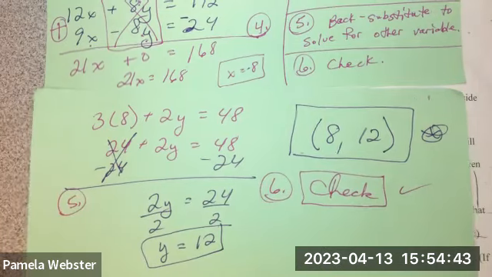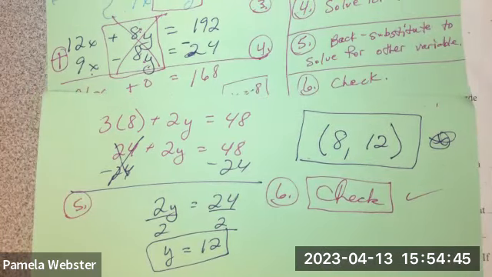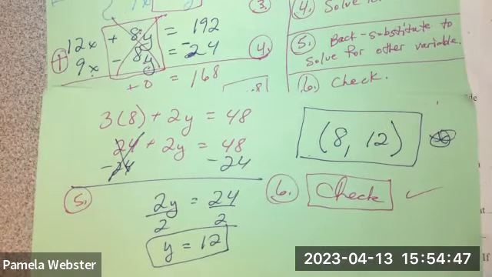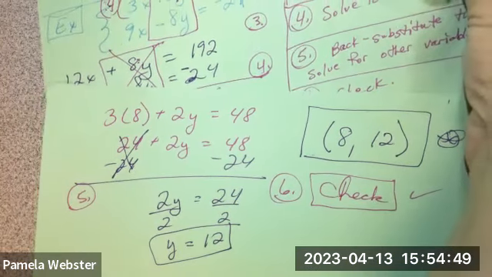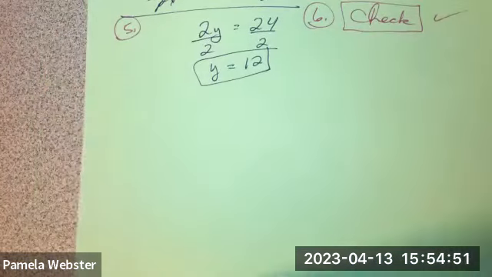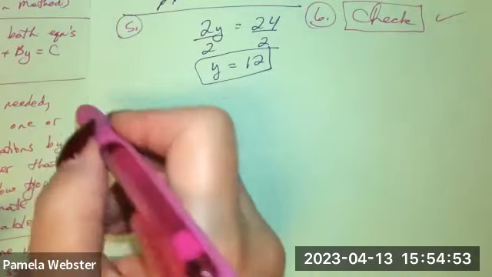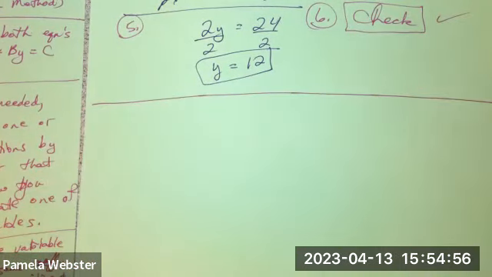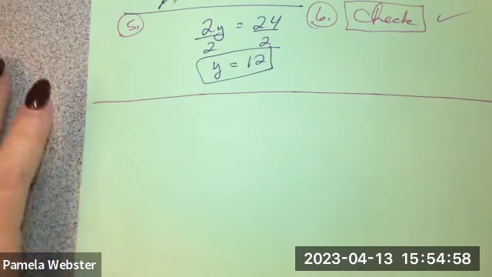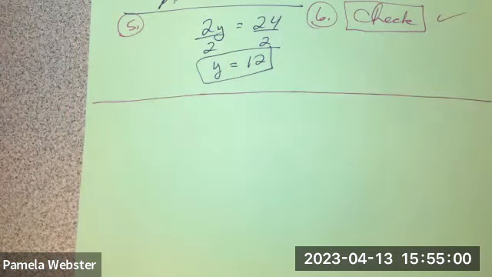8 for the x, 12 for the y. But I checked in the book and it does. So I'm going to cheat a little bit and skip it. All right, so let's see one that's just a tad bit harder, and then I'll let you go work on your homework so that you can see some stuff.